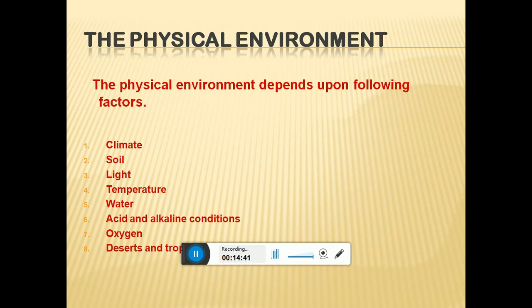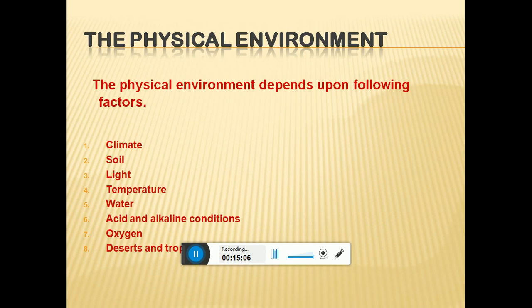Third factor is the light, because some species want to live in the dark areas and some species want to live in the light areas, and some species, for example plants, need light for photosynthesis, that we have studied earlier, that different types of plants need sunlight to produce their food in the process of photosynthesis. So light is another important factor.